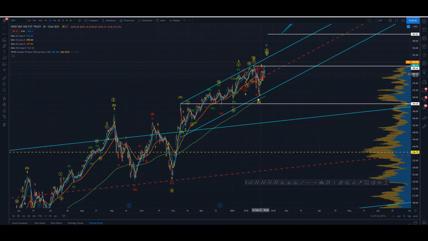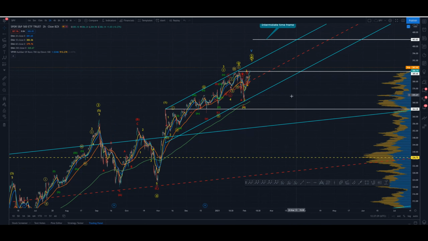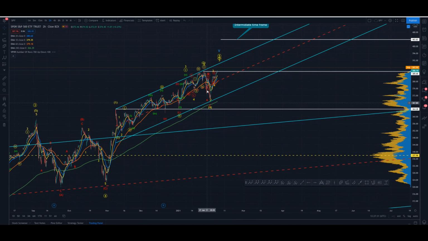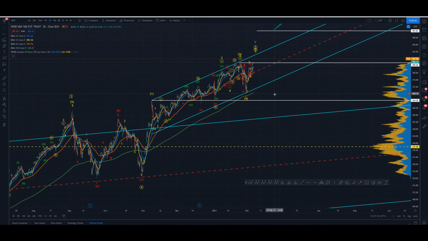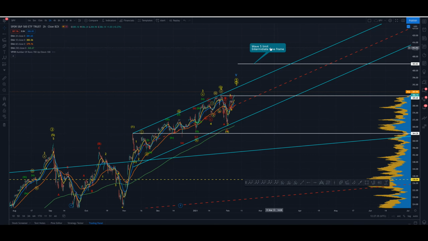We've got a 3 wave zigzag move down in the 4th, confirming a corrective move there. Unless we see that big expanding triangle play out, then we have to assume that wave 4 on the intermediate time frame is complete, and therefore our wave 5 limit is here.